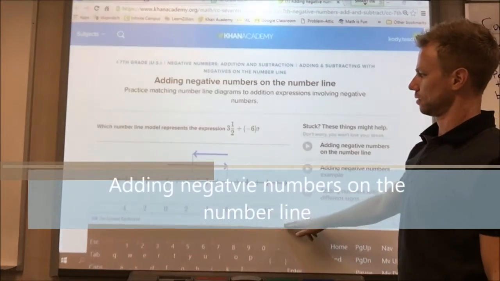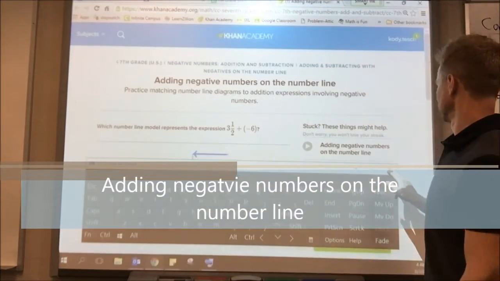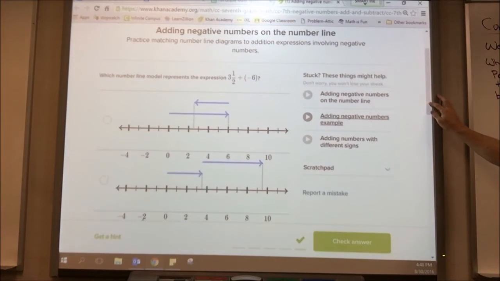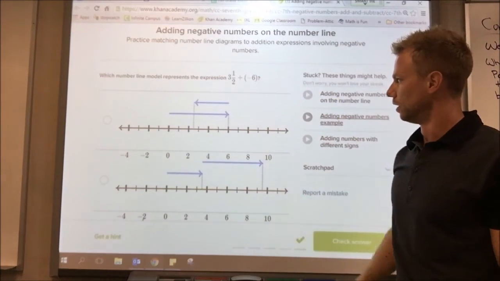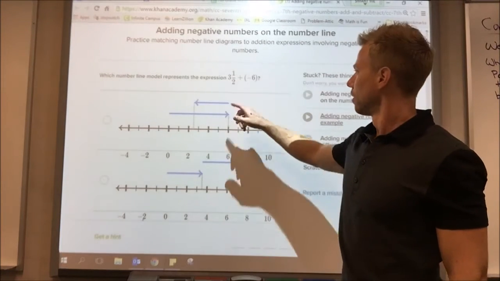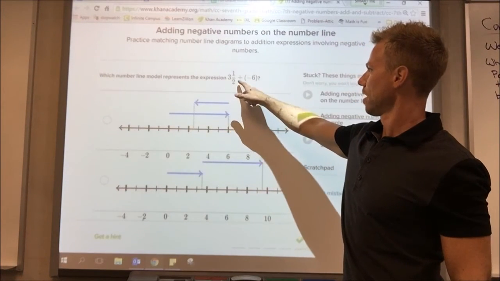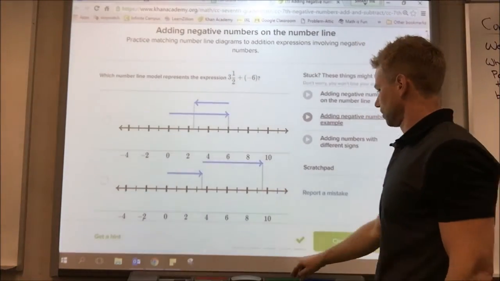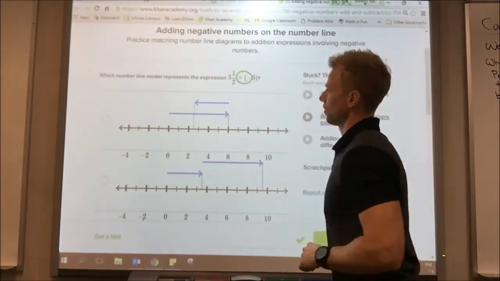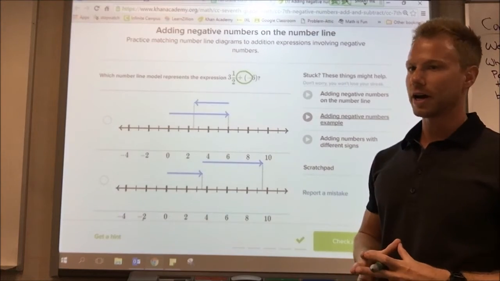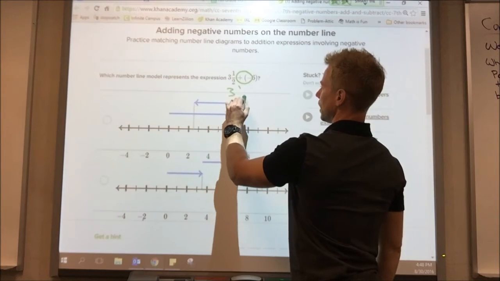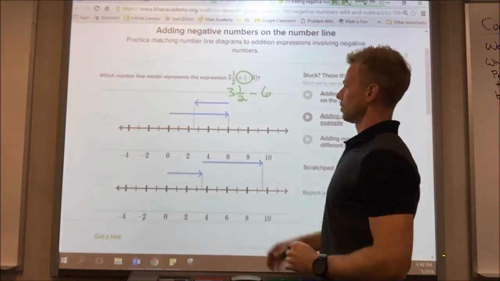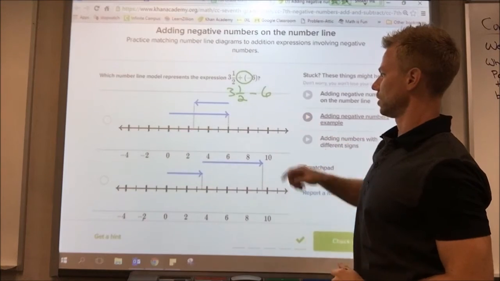Okay, the next link. Adding negative numbers on the number line. We have to choose which number line fits this expression. We're going to start at 0, and then go to 3.5, then we're going to add a negative 6. Right here, we have a positive and a negative. If we apply our rules, a positive and a negative right next to each other simplifies to a negative. So that would be 3.5 minus 6.